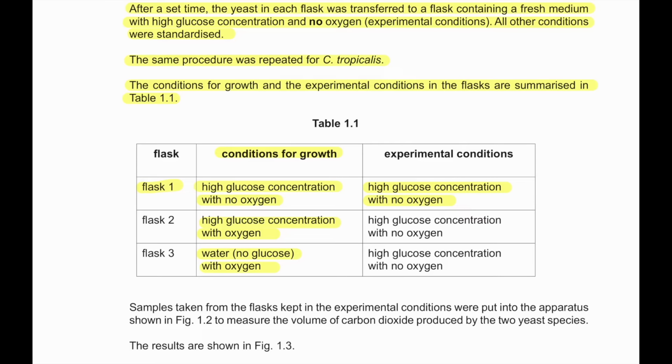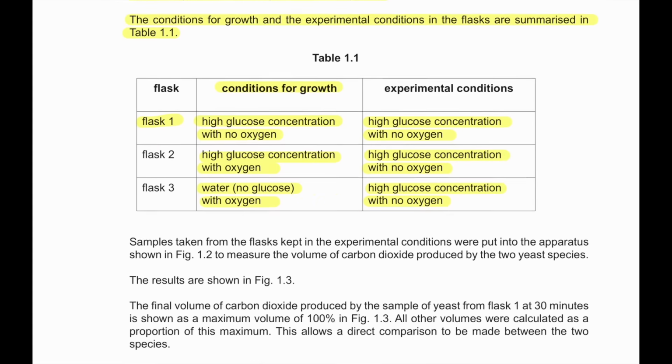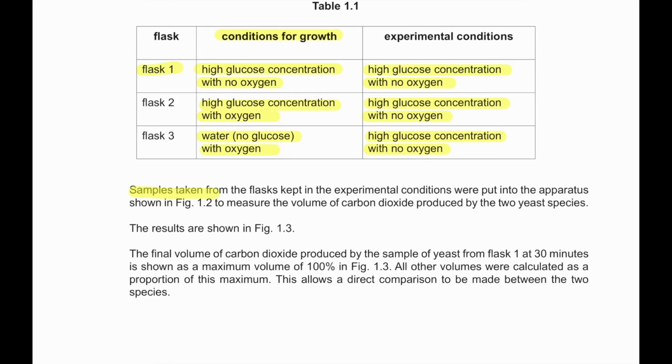Alright, in the experimental condition we have high glucose concentration with no oxygen, for all of the experimental flasks. Samples taken from the flask kept in the experimental conditions were put into the apparatus shown in figure 1.2 to measure the volume of carbon dioxide produced by the two yeast species. The results are shown in figure 1.3.